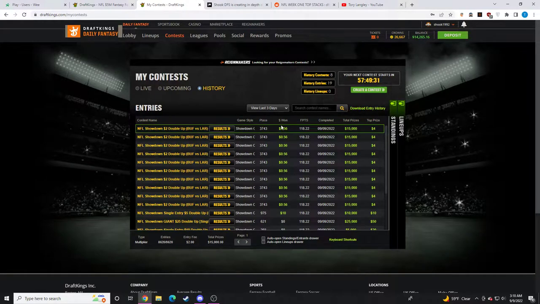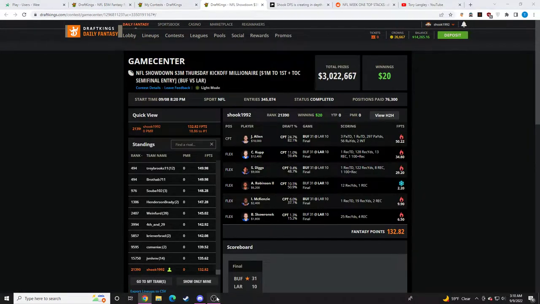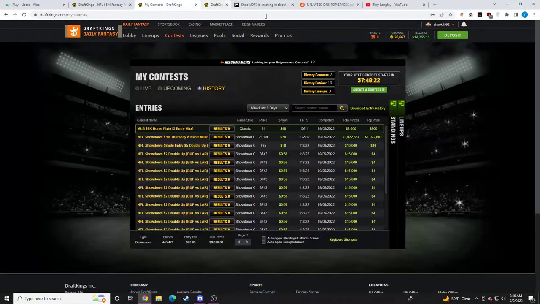Going over the slate today, I lost a little bit of money. This was my main slate lineup. I always go small in showdowns. Definitely suggest going small. That's my main slate lineup.